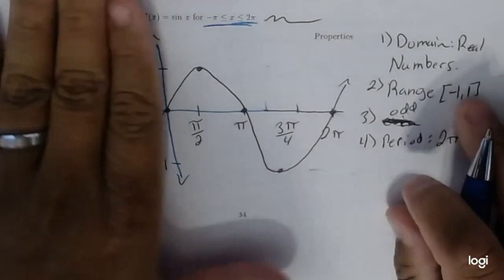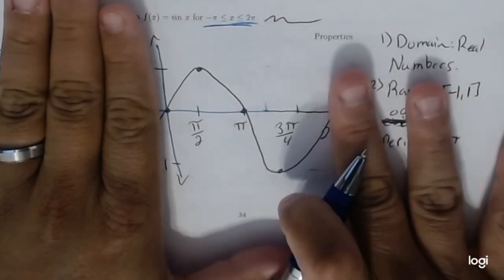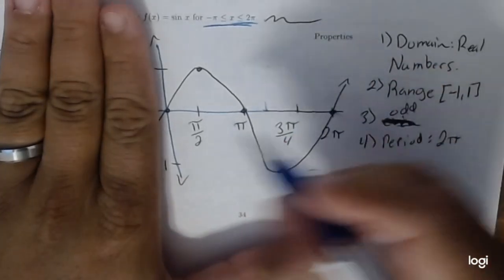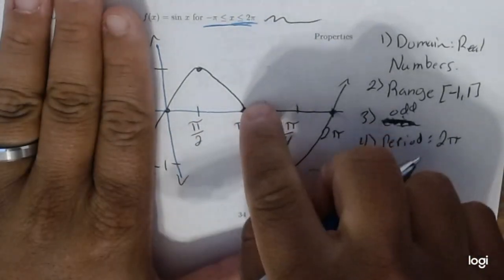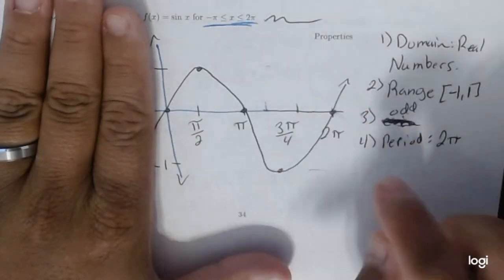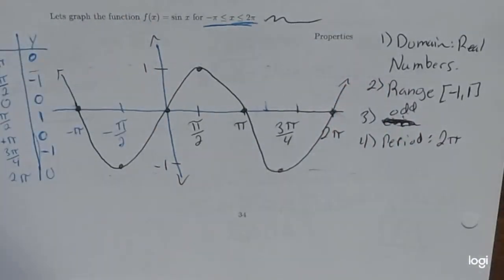If I start here, you can think of this as if I just attach these two ends together, if I just glue this part over here, I get one circle. That's what is meant by a period: how long it takes to go one whole revolution of a circle, and it takes 2 pi. Okay? So that's the sine function.